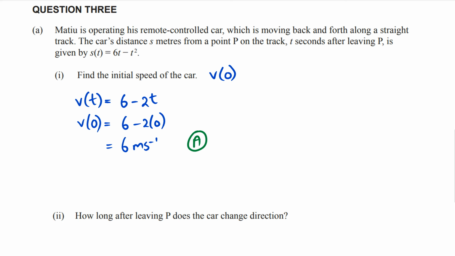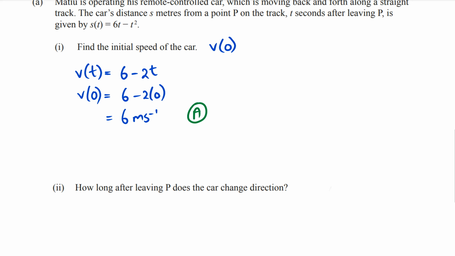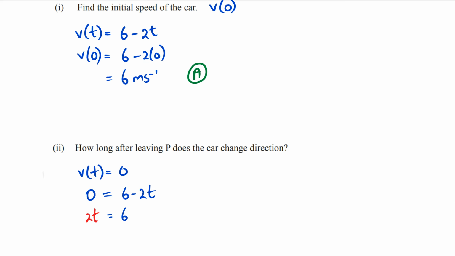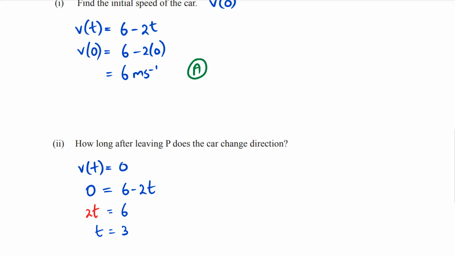For us to figure out how it changes direction, it's when the velocity is negative. But first we've got to figure out when it is equal to 0, because that will tell us that it's coming back to a negative. So if I say v of t, when is it equal to 0? We put 0 equals 6 minus 2t, and rearranging, 2t equals 6, and t is equal to 3 seconds.